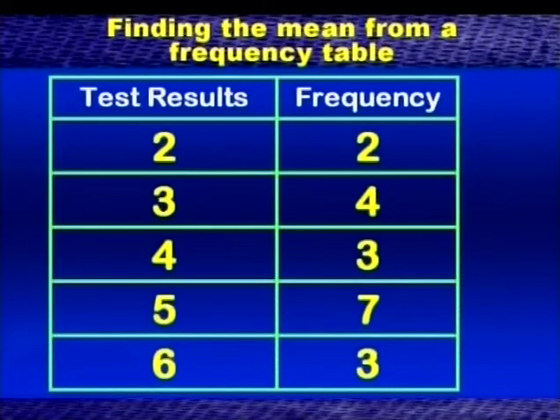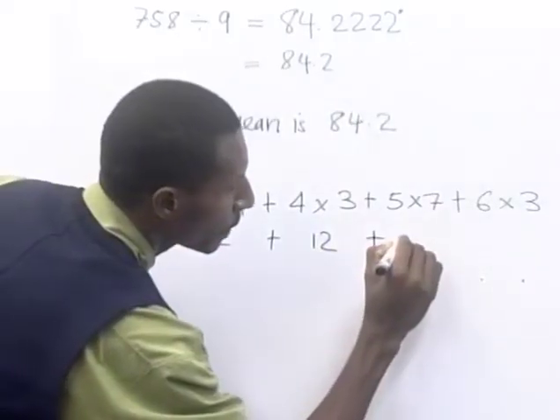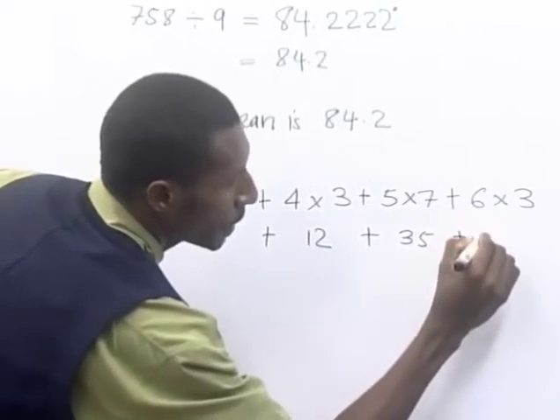Two times two? Four. Three times four is? 12. Four times three is? 5 times seven is? 35. 6 times three is? 18.